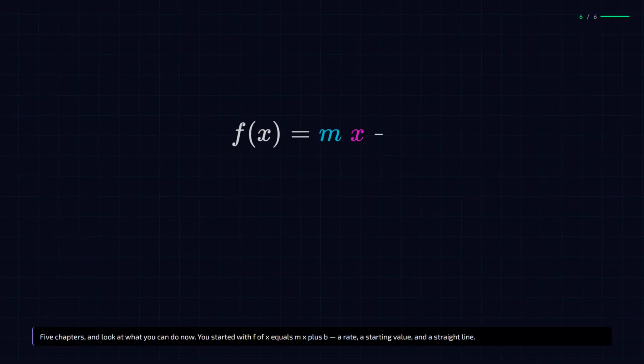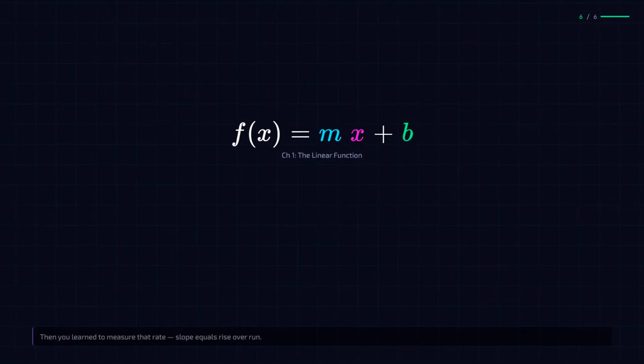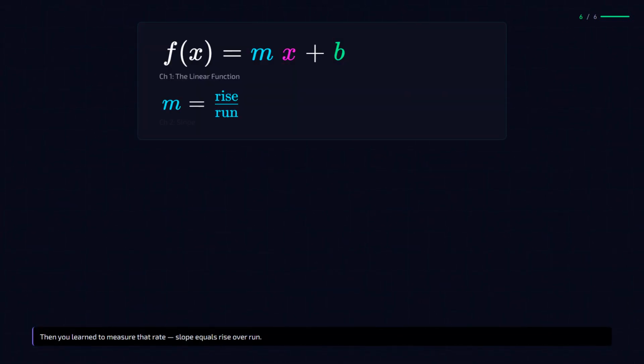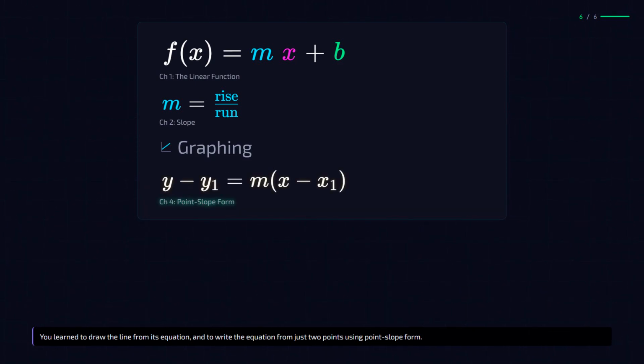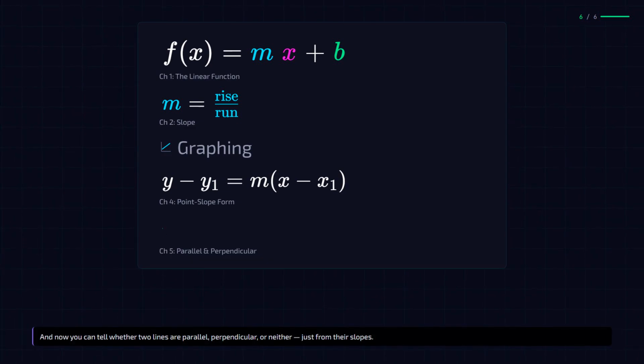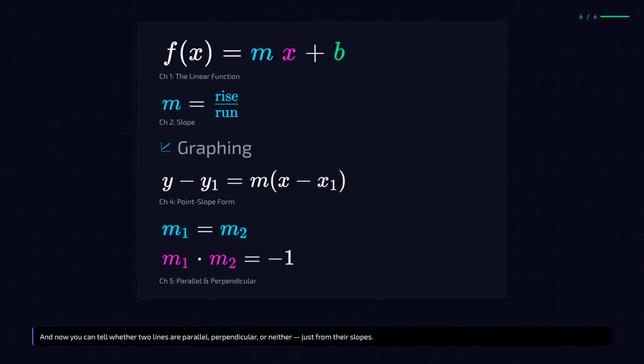5 chapters, and look at what you can do now. You started with f of x equals mx plus b, a rate, a starting value, and a straight line. Then you learned to measure that rate. Slope equals rise over run. You learned to draw the line from its equation, and to write the equation from just 2 points using point-slope form. And now you can tell whether 2 lines are parallel, perpendicular, or neither, just from their slopes.